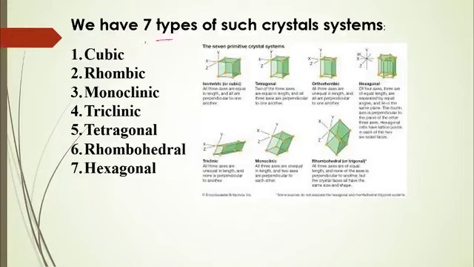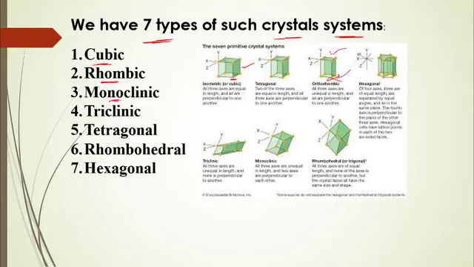Now we have 7 such types of crystal structural systems. We have the cubic structural system. The cubic structural system, that is the one you see here on the slide, the first one here. And then of course we have the rhombic structural system. The rhombic is the one we call here orthorhombic, or the rhombic structural system. This is what it looks like.